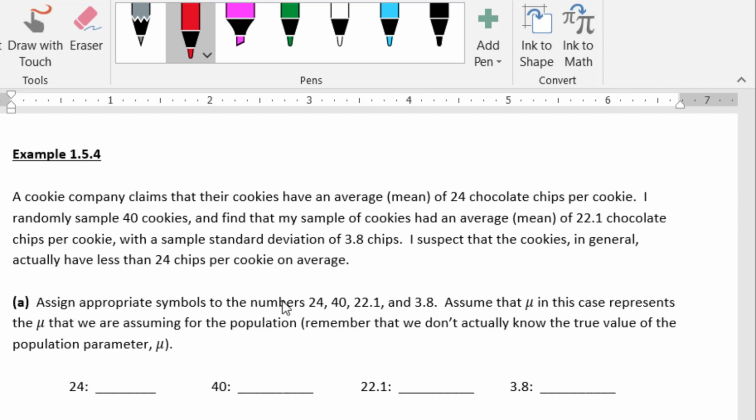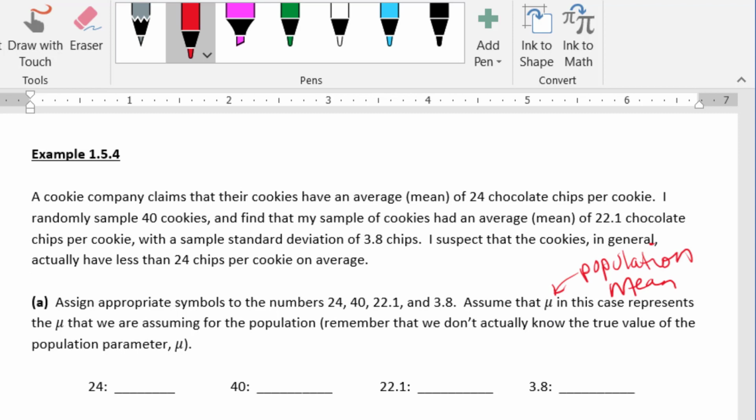So part A asks us to go through these numbers that we have in the problem and assign them the appropriate notation. And we should remember that mu, the population mean, is actually an unknown value. We can't look at all the cookies ever made and ever to be made and calculate the average number of chocolate chips in them. But in this problem, we have been told and assumed an estimated, a guessed value of the population mean of all cookies, and that's 24.